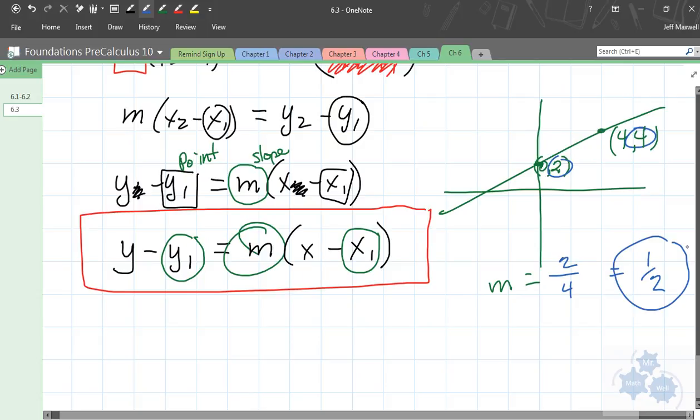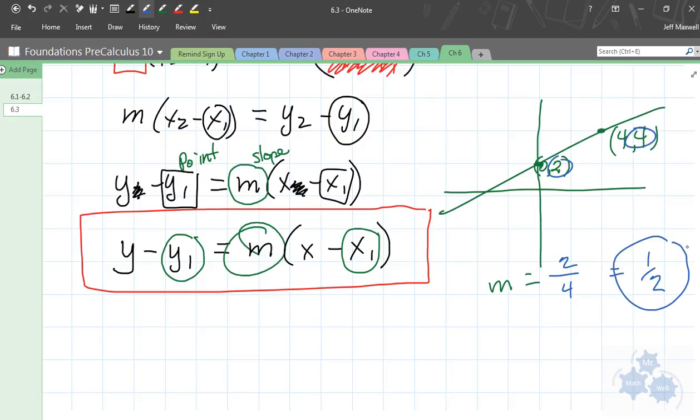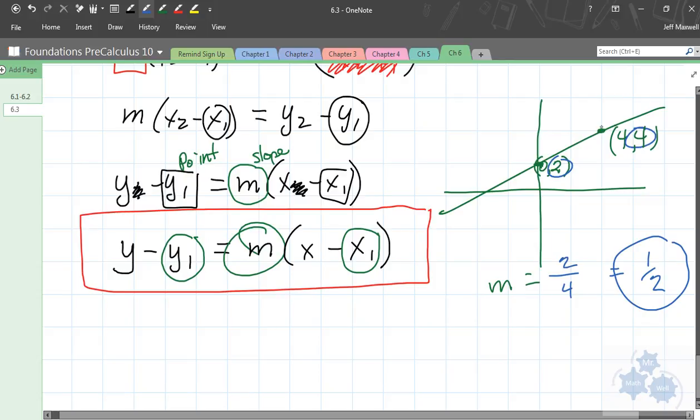And when you're using the point slope form, all you need is one point from the graph. So it does not matter which point you use. I'm going to pick this point, and there I have my slope, and I have my point. So this is how it works. You go y, and that, remember, stays as y.